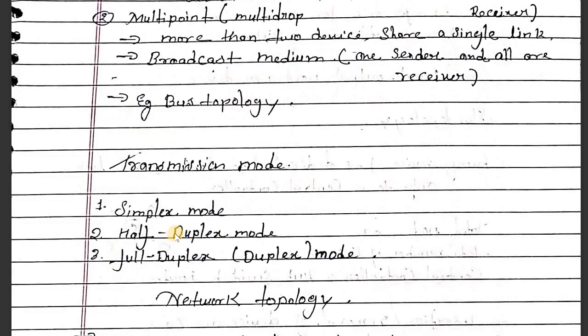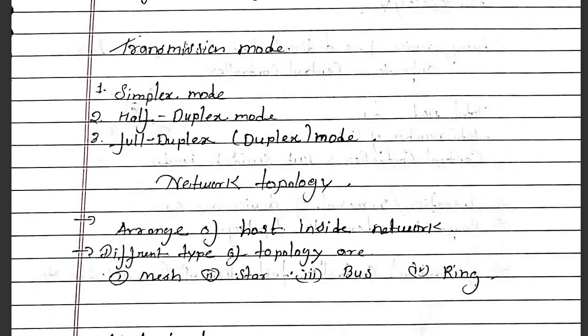Okay, the transmission mode. There are three types of transmission mode. First one is simplex mode. In simplex mode, only one-way communication happens, like a mouse. With a mouse we can do only input, not take output. And there is keyboard, it provides only input. So the CPU and mouse are in simplex mode.